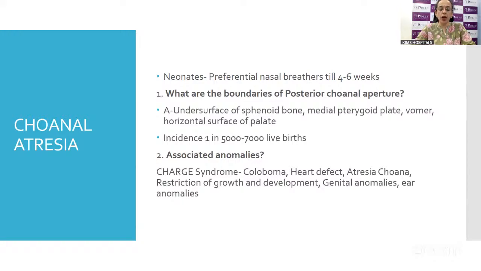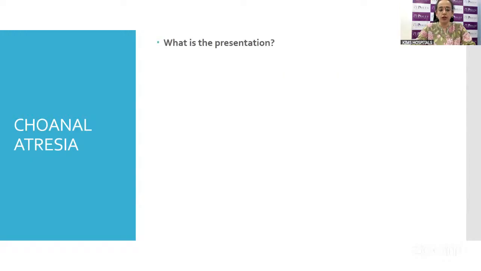And the associated anomalies for this are CHARGE syndrome, like we have to rule out other anomalies like coloboma, heart defects, atresia choanae, restriction of growth and development, and genital anomalies and ear anomalies as well. So whenever we have a baby with choanal atresia, we should do the same.